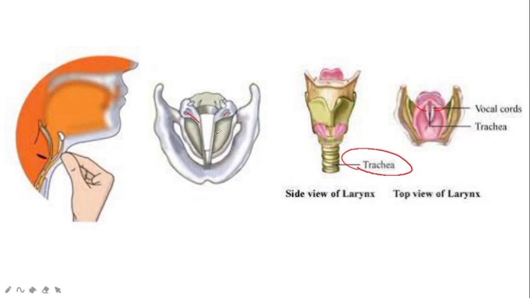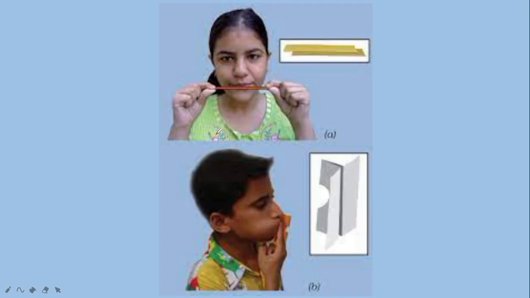But we have to prove that, or learn how they produce sound. For that we have one activity, activity 13.6. Take two rubber strips of the same size. Place these two pieces one above the other and stretch them tight by holding at the two ends. Now blow air through the gap between them. As the air blows through the stretched rubber strips, a sound is produced.